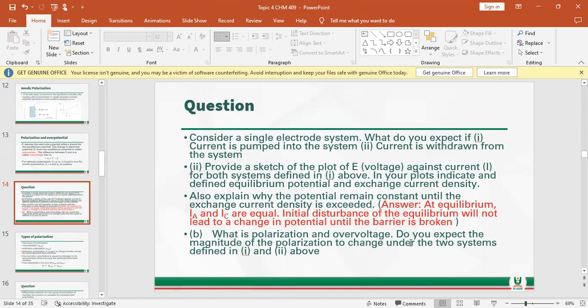What is polarization and overpotential? Polarization we have defined as a change in electrode potential from the equilibrium potential. And we say overvoltage is the difference between the new electrode potential minus the equilibrium potential. We expect that for a cathodic polarization, the new potential will be less than the equilibrium potential, which means the overvoltage will be negative. But for anodic polarization, since it rises up, the new electrode potential achieved will be higher than the equilibrium potential, and we expect that it is positive.